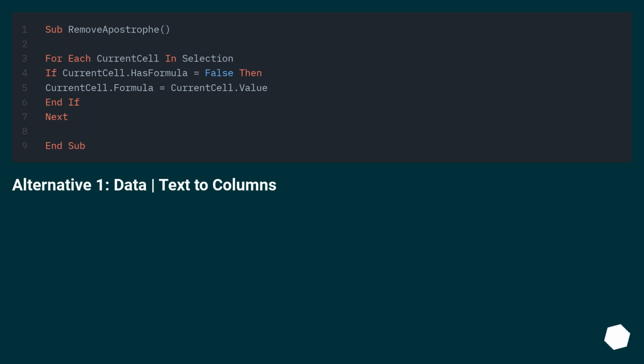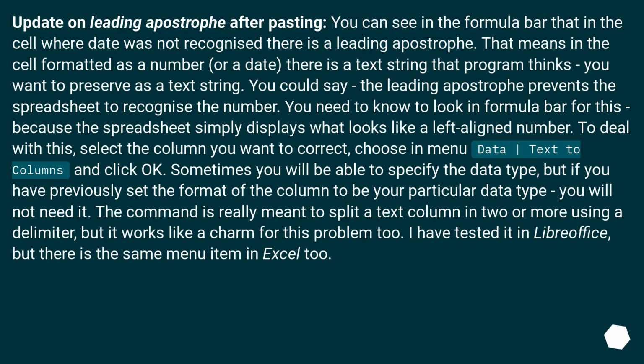Alternative 1. Data, Text to Columns. Update on leading apostrophe after pasting. You can see in the formula bar that in the cell where the date was not recognized there is a leading apostrophe. That means in a cell formatted as a number or a date, there is a text string that the program thinks you want to preserve as a text string.